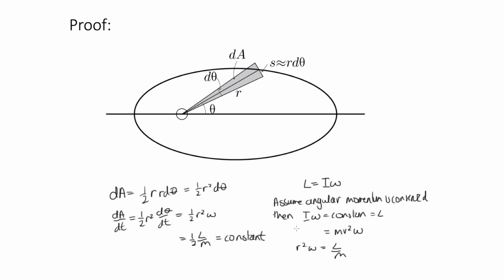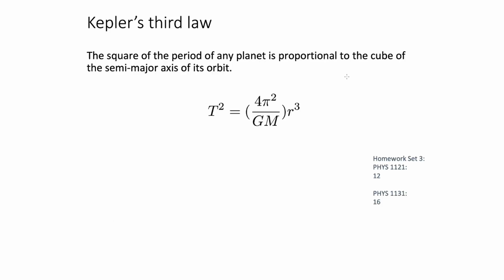So we've now proved Kepler's second law. So this brings us to Kepler's third law, which tells us that the square of the period of any planet is proportional to the cube of the semi-major axis of its orbit. So we've got this equation here.